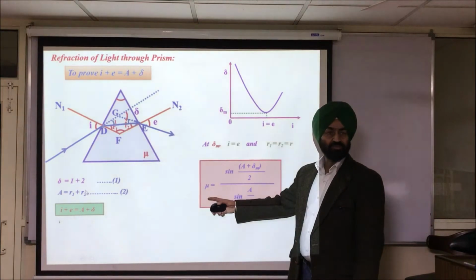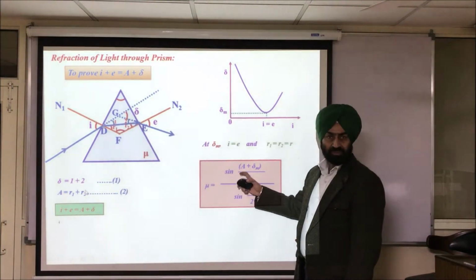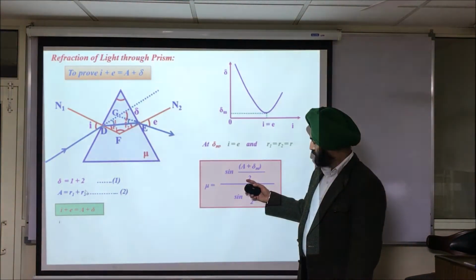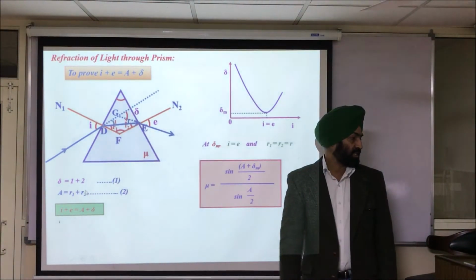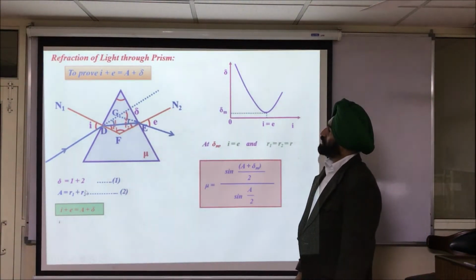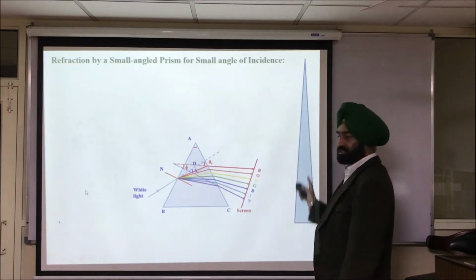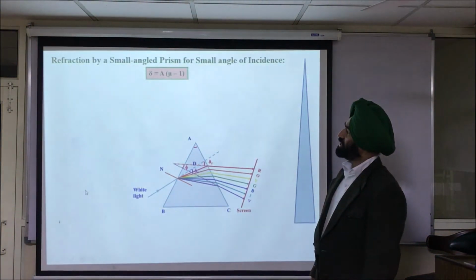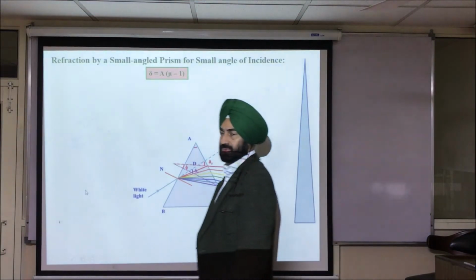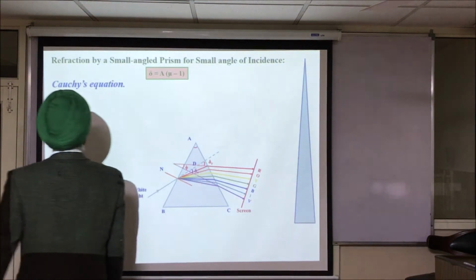And the refractive index of the prism is given by sine of (A plus delta m) by 2 upon sine of A by 2. If prism is small angled prism, then delta was equal to A into (mu minus 1).